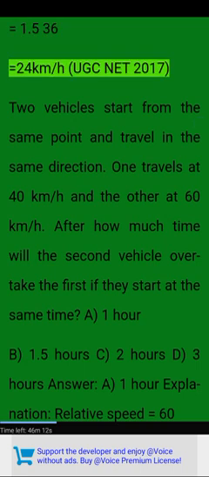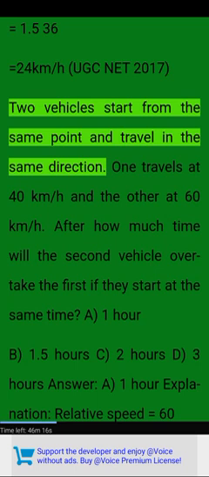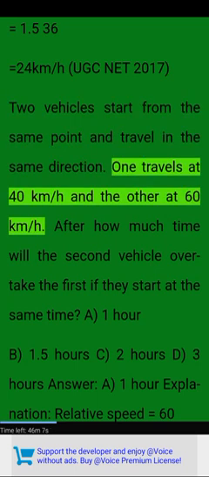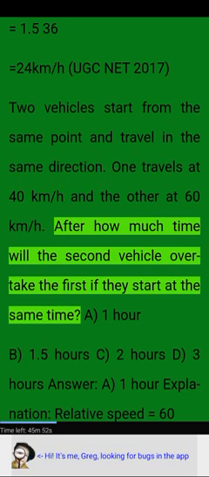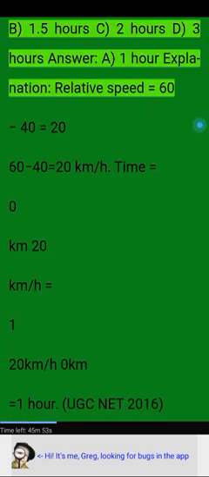UGC NET 2017. Two vehicles start from the same point and travel in the same direction. One travels at 40 kilometers per hour and the other at 60 kilometers per hour. After how much time will the second vehicle overtake the first if they start at the same time? A. 1 hour. B. 1.5 hours. C. 2 hours. D. 3 hours. Answer. A. 1 hour. Explanation.